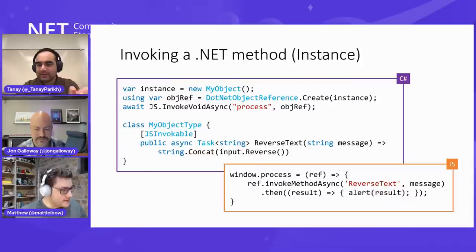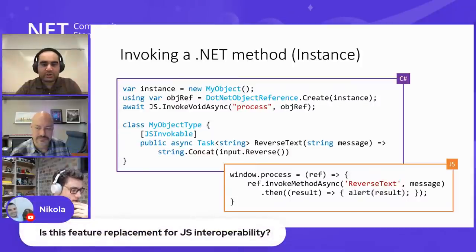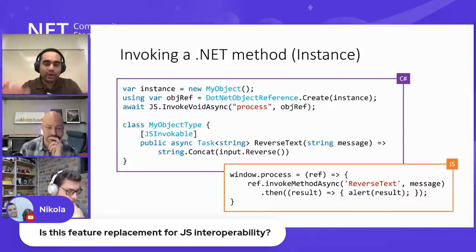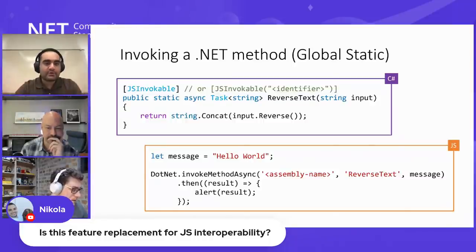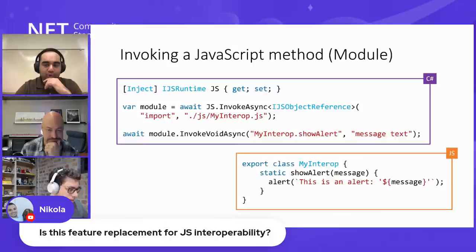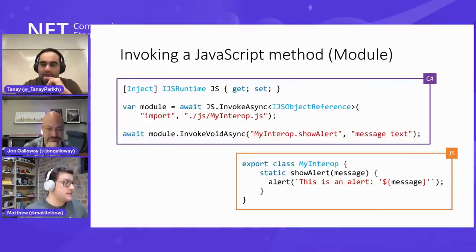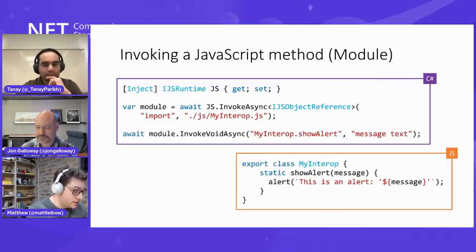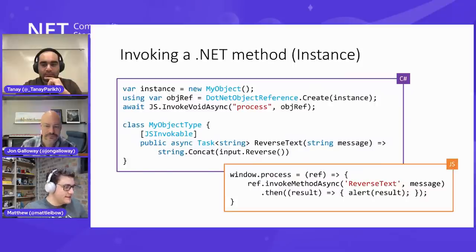Sorry, Matthew, before you begin, if I can just go through one more question. Nicola is asking here, is this feature a replacement for JS interoperability? This is actually using JS interop. So when you use the .NET object reference and pass it through invoke void async, that is Blazor's interoperability at work. So I just wanted to clarify. Getting the JS object, I'm actually getting that JS object, and I'm using JS interop to do this.